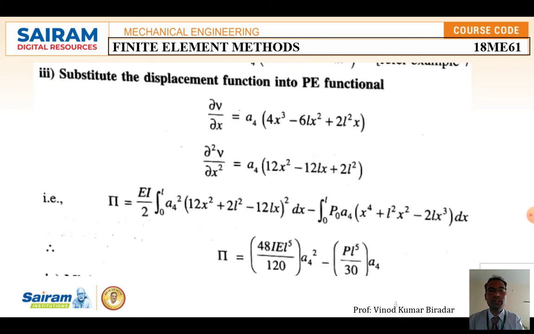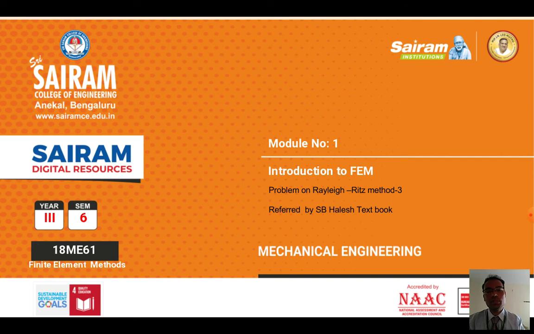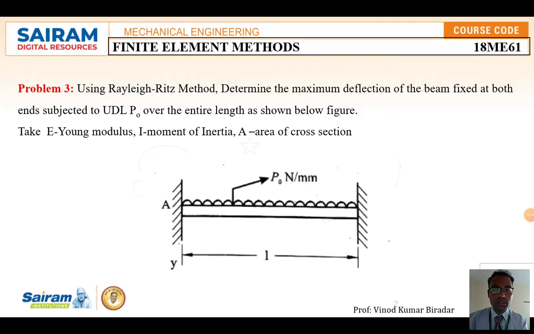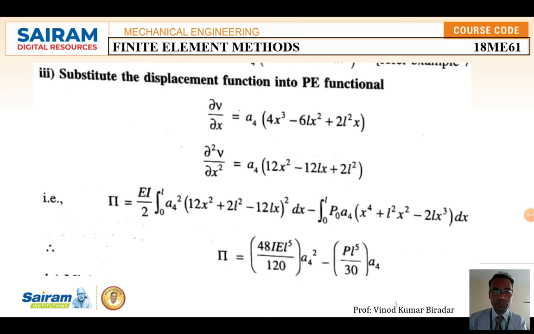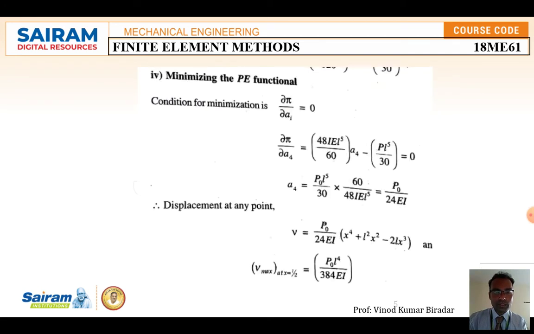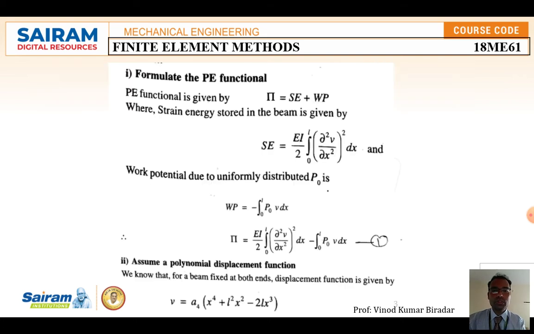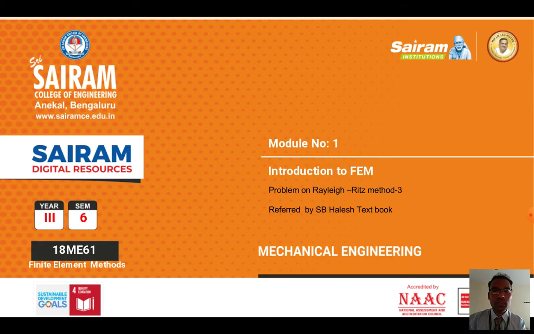Like this you have to calculate problems on the Rayleigh-Ritz method with respect to beams. I hope you understand. So the final answer is there, and in the upcoming problems we are going to use this final answer directly. What is the deflection of the beam for a UDL with both ends fixed? We have to use this formula, p0 l⁴ divided by 384EI. This is the way to solve numerical problems on the Rayleigh-Ritz method.